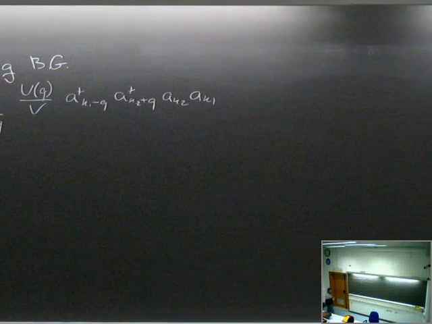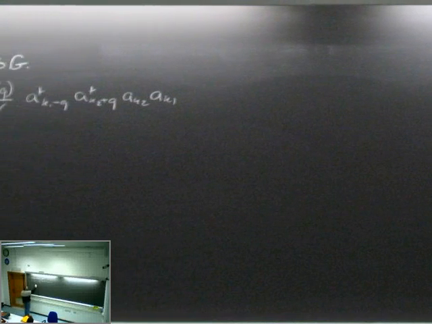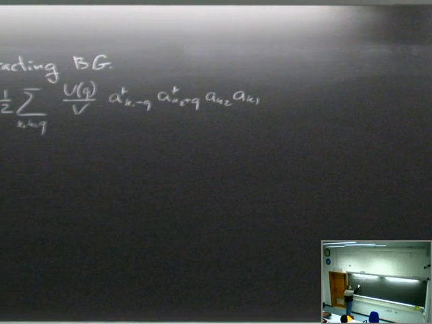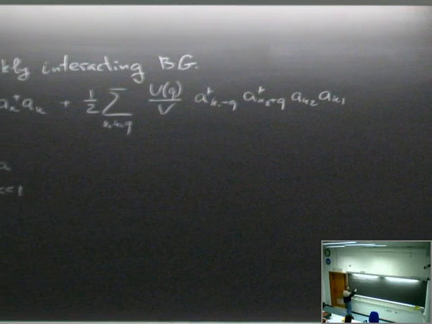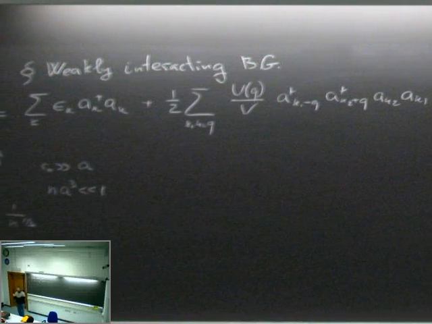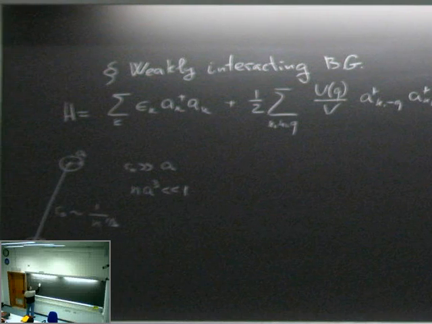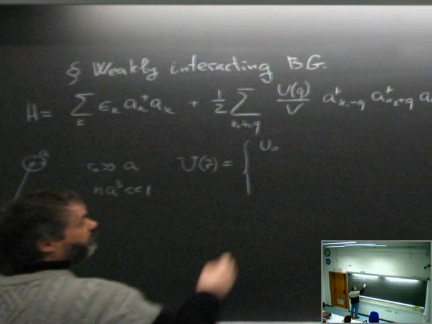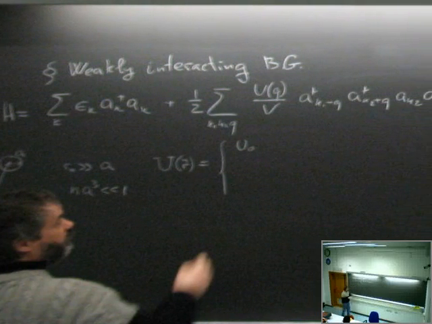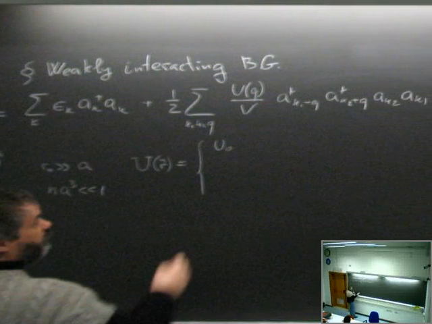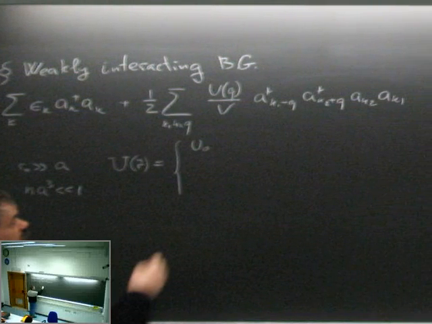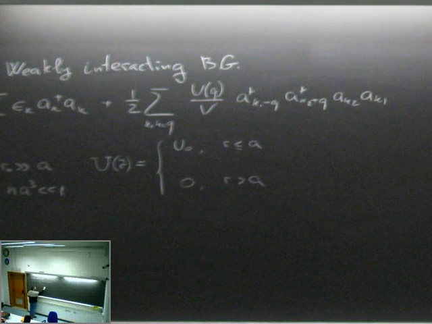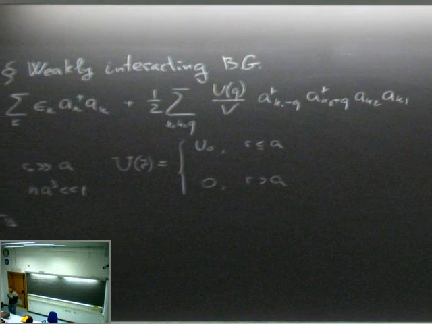weak interaction. Again, suppose that bosons interact only when they are colliding. Therefore, the potential of interaction in coordinate space is a spherical well. So it is u naught, some constant, if R is smaller than a, where a is the size of the boson, and it's 0 otherwise, if R is larger than a. So this is a potential, which we will keep in mind.